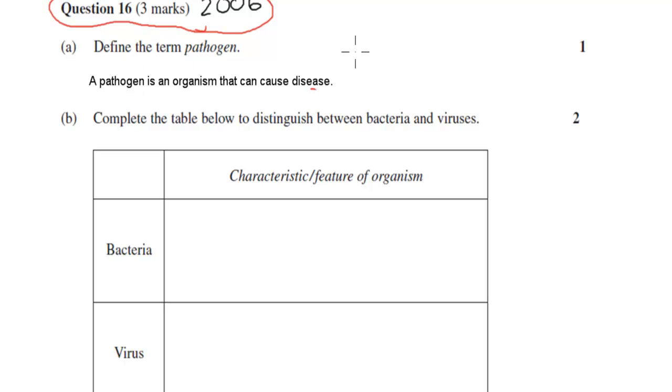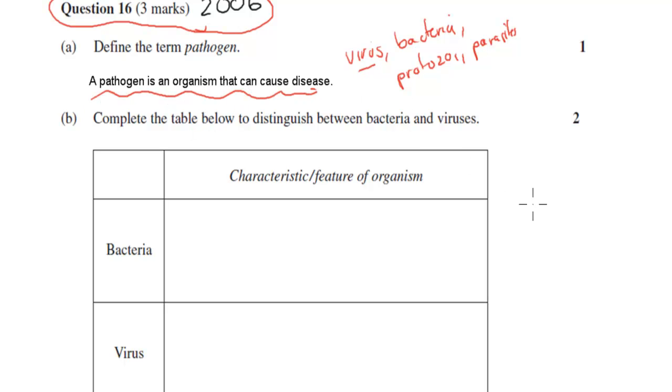Obviously, pathogen examples would be a virus, not all bacteria, but bad bacteria. Basically, all viruses are pathogens. Bacteria can be pathogens, don't have to be. It can be good bacteria, protozoa, some parasites, etc., etc. Because all of these can cause disease. But the definition is simply a pathogen is an organism that can cause disease. That would have gotten you 1 mark out of 1.